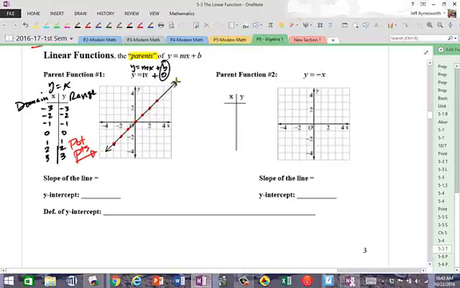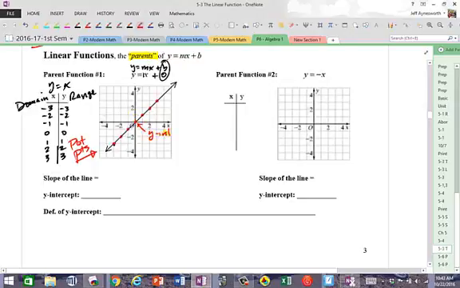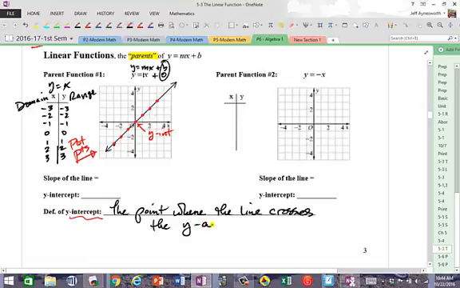Now let's take a look at some rate of change. Okay, from right here, we got a y-intercept. It's where the line crosses the y-axis here. Definition of y-intercept. Let's write it down. Okay, the point, not where, but the point. Let's be specific. The point where the line crosses or meets, okay, the y-axis. Okay, now the y-axis is vertical and the x-axis is horizontal. And this line meets the y-axis right here at 0, 0.